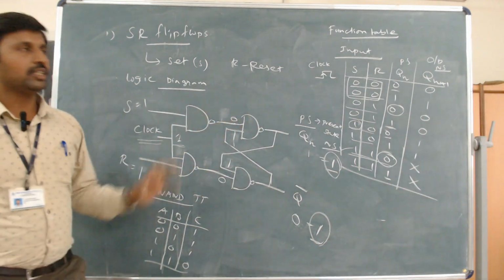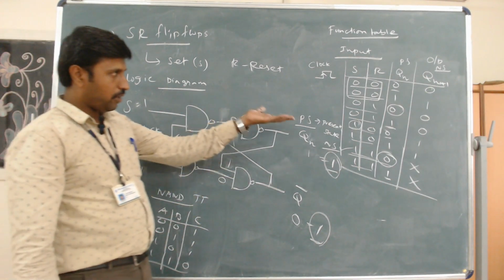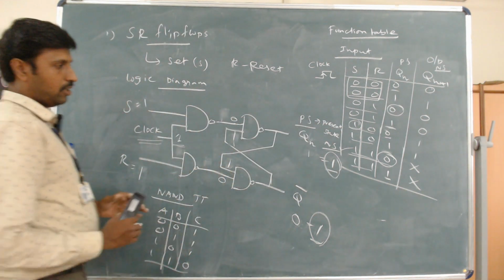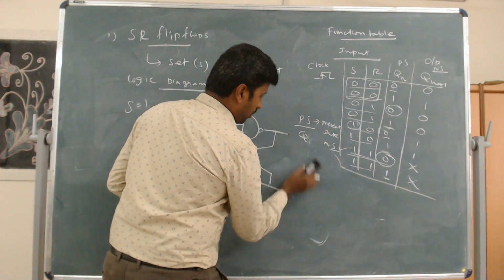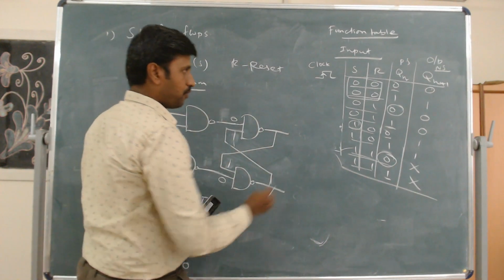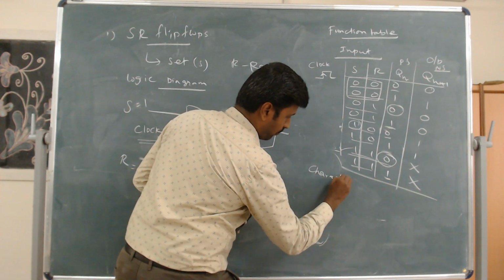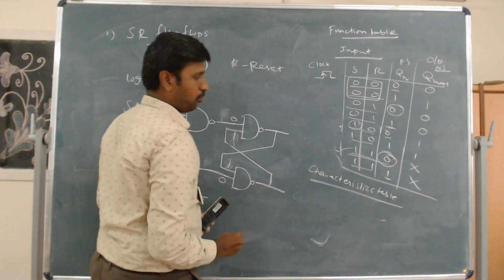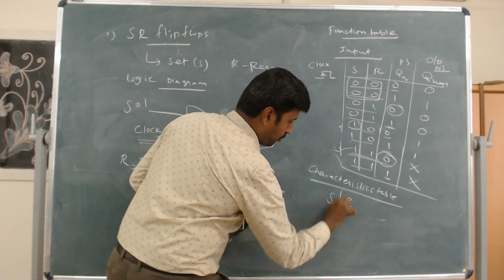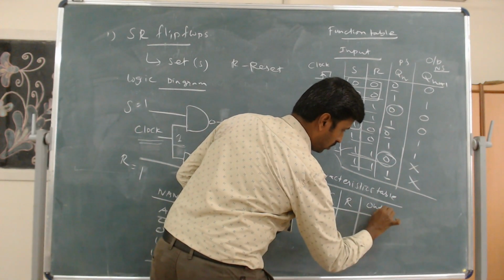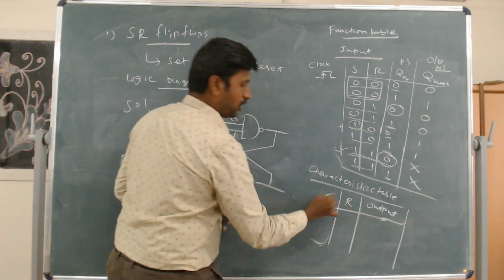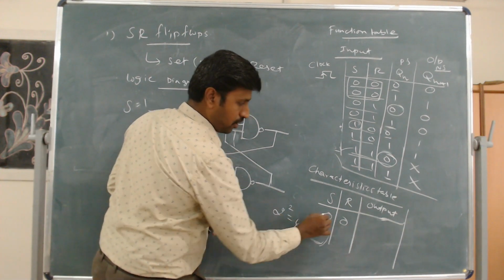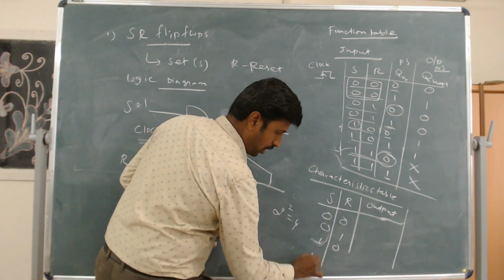This is the function table for the SR flip-flop. We may derive from this function table the characteristics table for the SR flip-flop, right? So the characteristics table is nothing but, for the given inputs, what are the outputs, right? So S R will be the inputs and output. So what will be the output for each case? For the two inputs, 2 power 2, the 4 combinations will be present, right? 0 0, 0 1, 1 0 and 1 1.